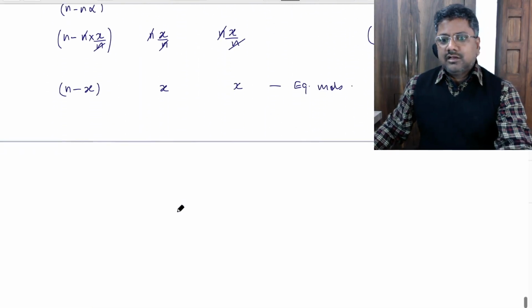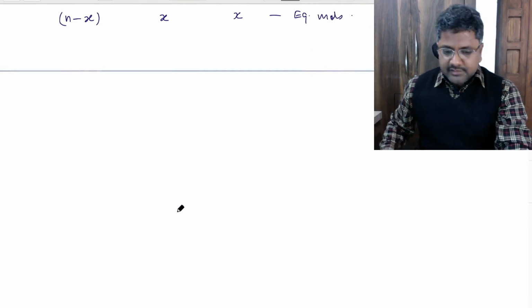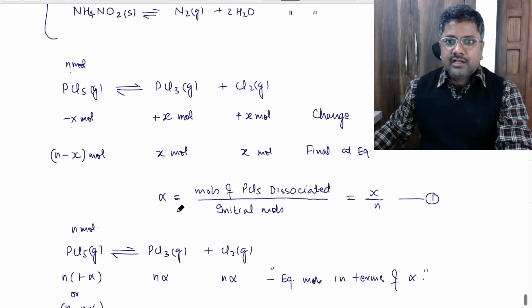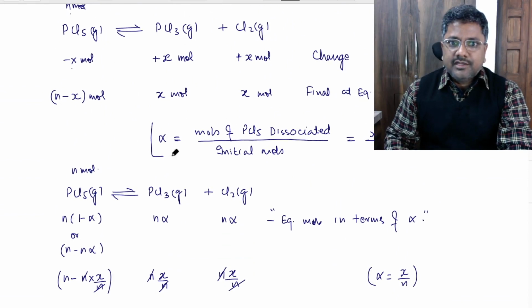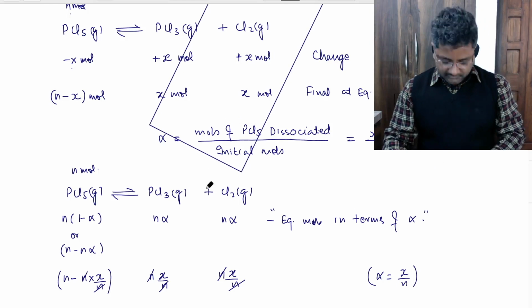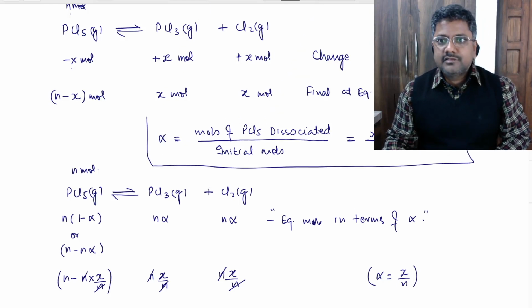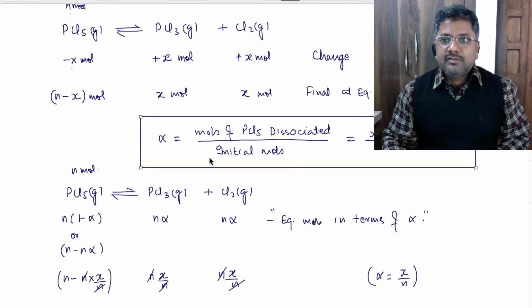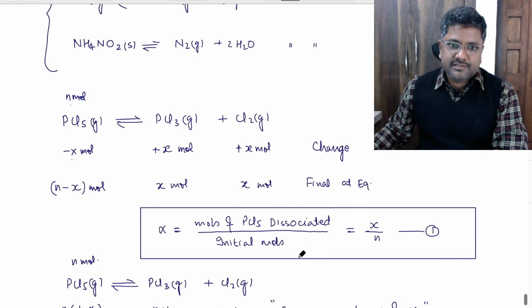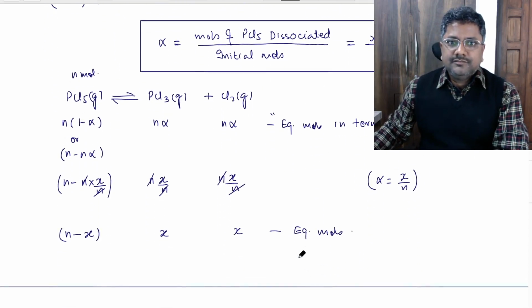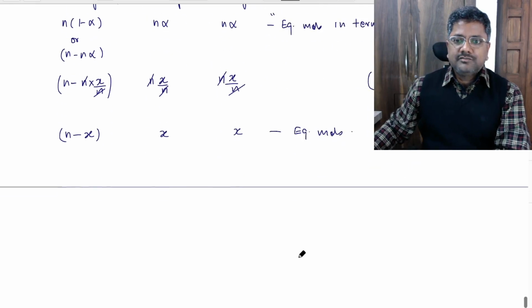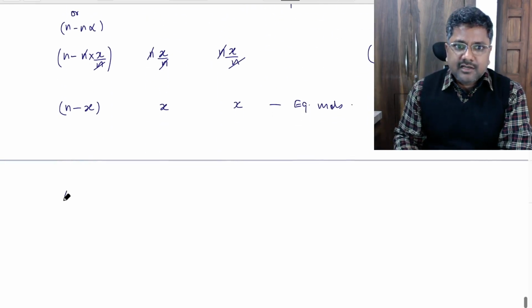Now see how to use Graham's law to find the degree of dissociation. Hopefully all of you are clear what is alpha and how it is defined, right? This is a very important formula, because in equilibrium we will get every next question based on this. Clear? Okay, good.